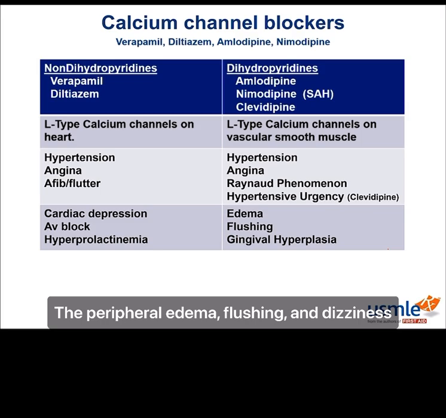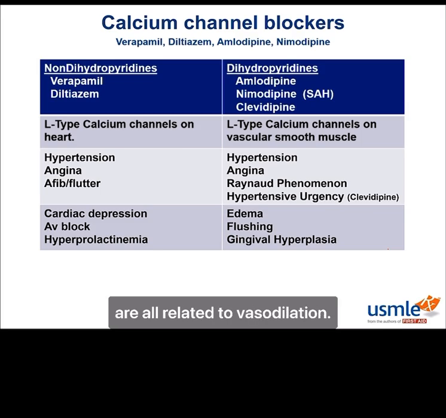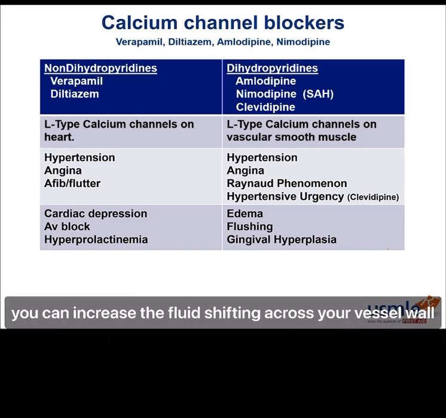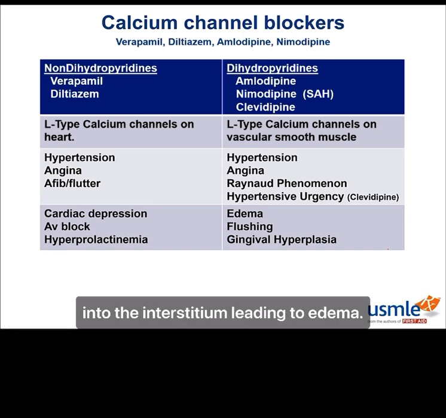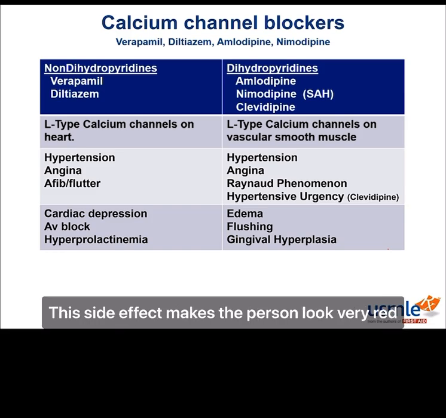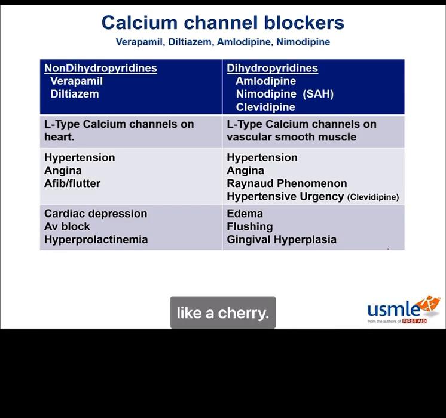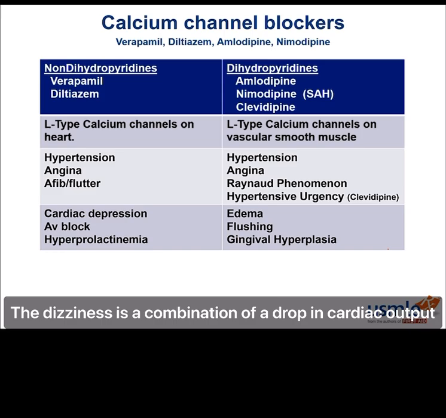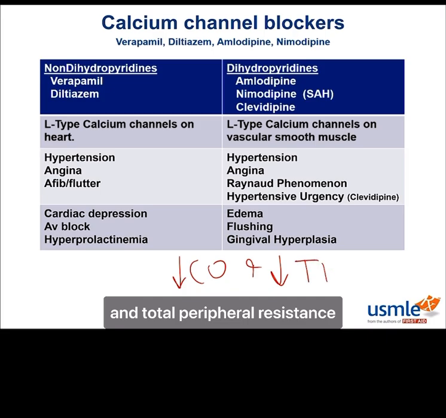The peripheral edema, flushing, and dizziness are all related to vasodilation. If you dilate your vessels, you can increase the fluid shifting across your vessel wall into the interstitium, leading to edema. Flushing is because you increase the diameter of the skin vessels, increasing the flow of red blood in the skin. This side effect makes the person look very red like a cherry. The dizziness is a combination of a drop in cardiac output and total peripheral resistance, causing hypoperfusion to the brain.